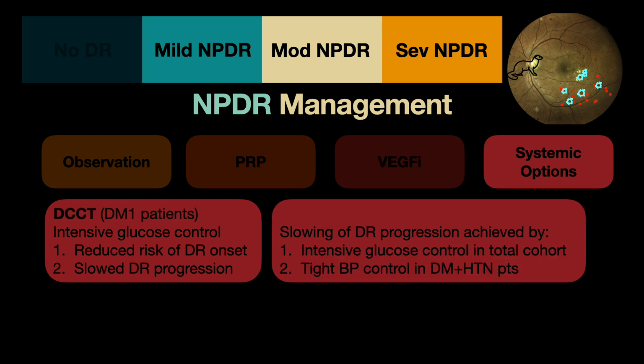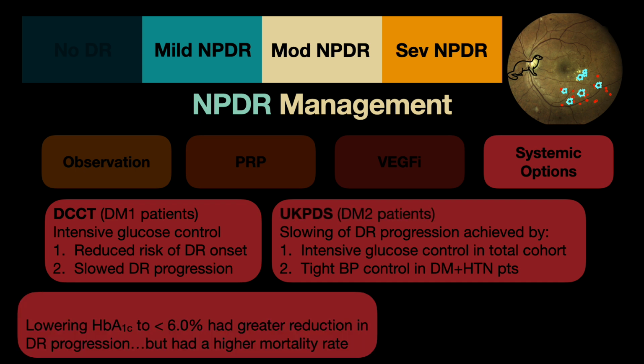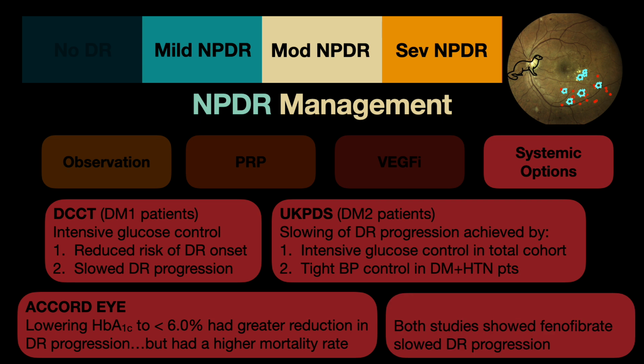Systemic options. So I don't think you need to know these studies. At one point I thought you did, but I think it's too esoteric. We all know that glucose control is good, and BP control is good. Do we need to know the studies that prove that? I'm not sure. ACCORD Eye and FIELD Eye, I think you should know those because those showed that fenofibrate slows DR progression, and we are studying that in DRCR protocol AF right now.